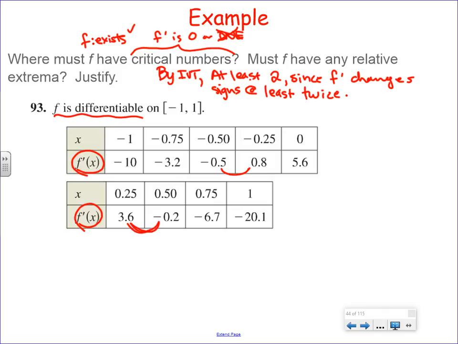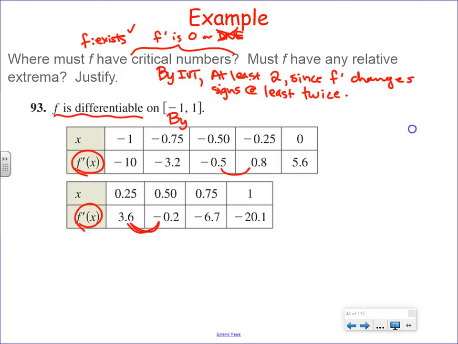Must it have any relative extrema? Yes. Why? Differentiable. By the first derivative test, if f prime changes signs at least twice, and I know that f is differentiable, it must have at least how many extrema? 2. I'm not saying exactly which one, but technically it would have at least 1 minimum and at least 1 maximum.